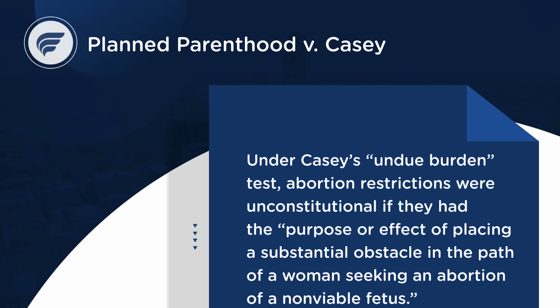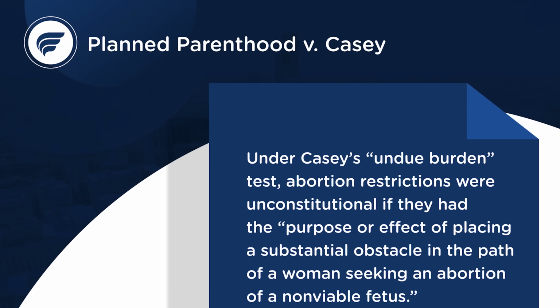In the Casey decision, the Supreme Court overturned Roe's trimester rule in favor of a viability analysis and lowered the standard of review for abortion restrictions from strict scrutiny to an undue burden test. And under Casey's undue burden test, abortion restrictions were unconstitutional if they had the purpose or effect of placing a substantial obstacle in the path of a woman seeking an abortion of a non-viable fetus.